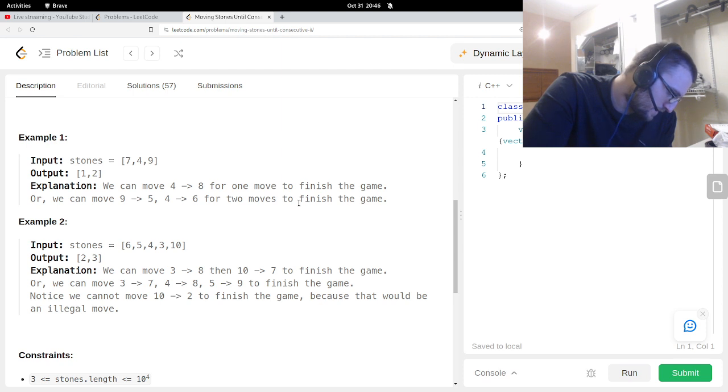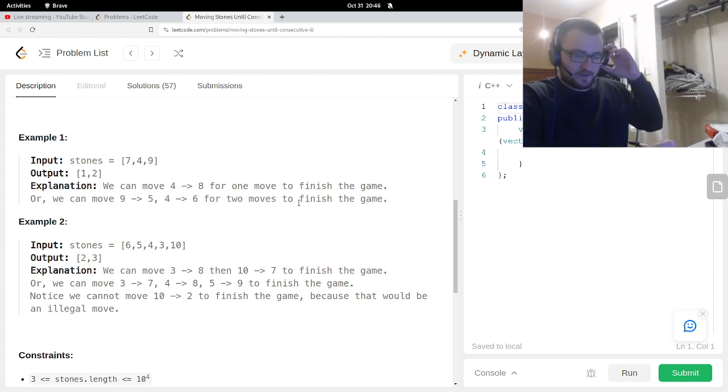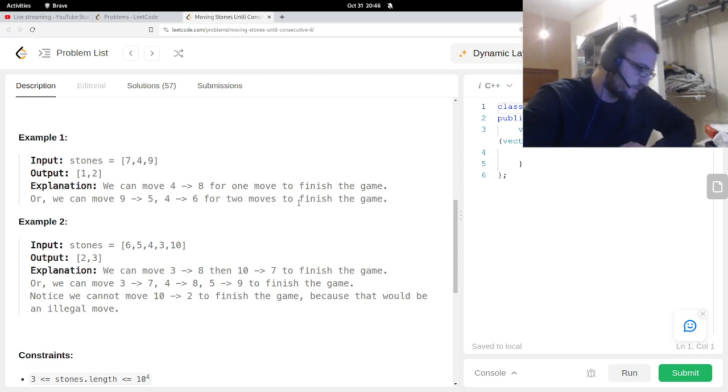17, 15, 17, 19, 20. And then the third move is 17, 18, 19, 20. You could definitely do it in 3 moves. I don't know if you could do it in 2. It seems kind of impossible.